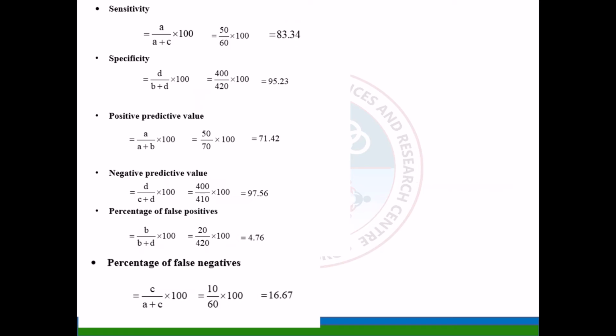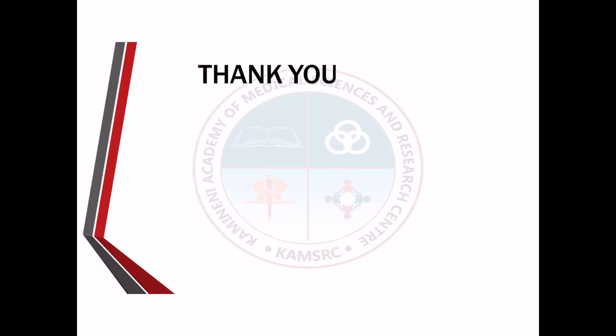Percentage of false positives is B by B plus D into 100. That is 20 by 420 into 100. That is coming to 4.76. And percentage of false negatives is C by A plus C into 100. That is 10 by 60 into 100. That is 16.7. Thank you.